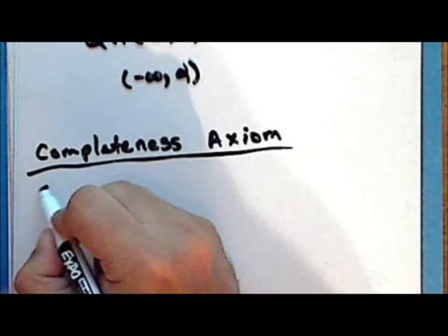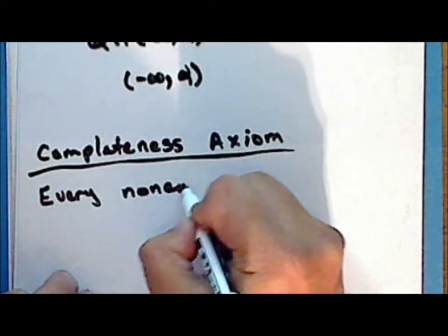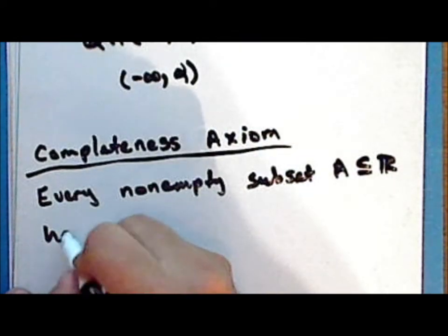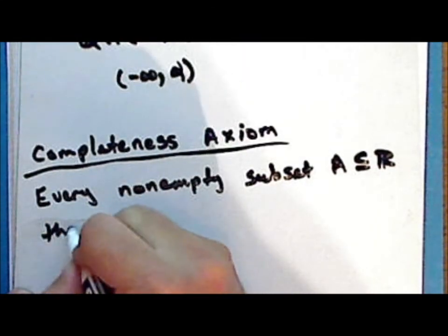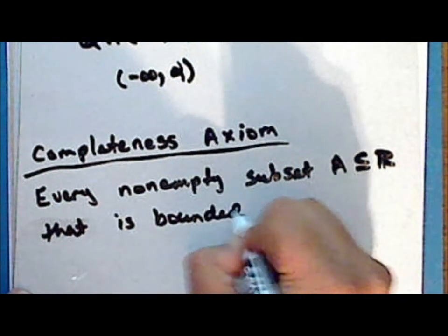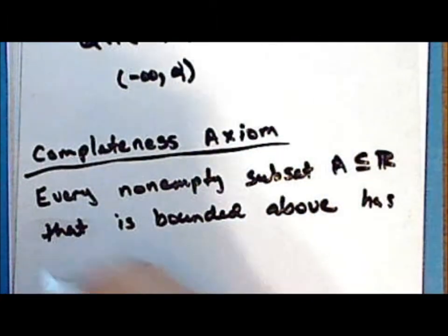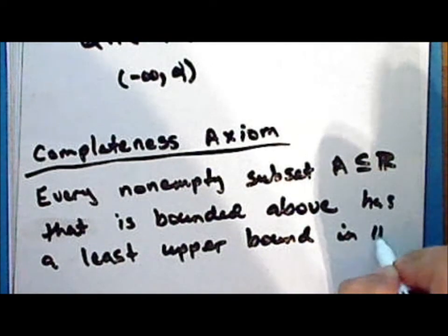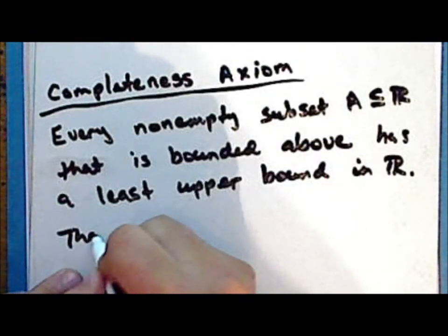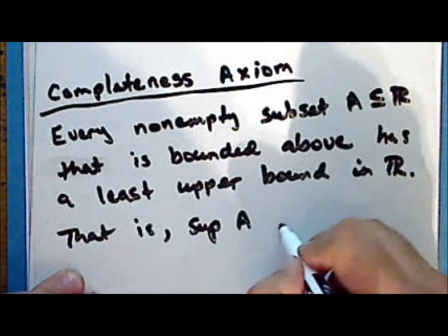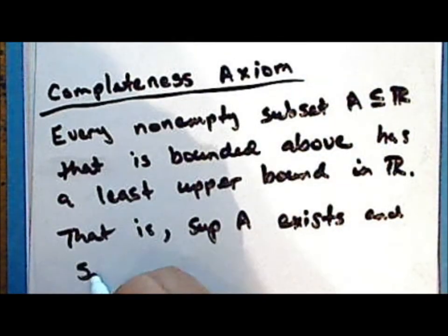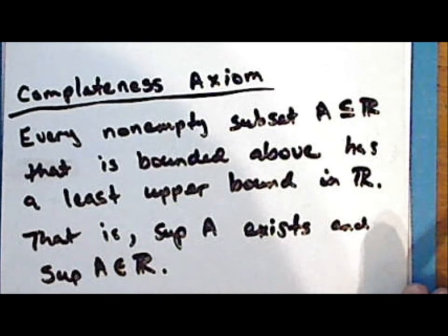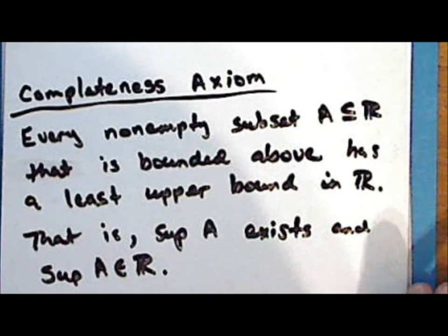And the Completeness Axiom states that every non-empty subset A of the reals that is bounded above has a least upper bound also in the set of reals. That is, the supremum of A exists and is a real number. We will use this axiom to demonstrate, or to prove, that the real line is connected.